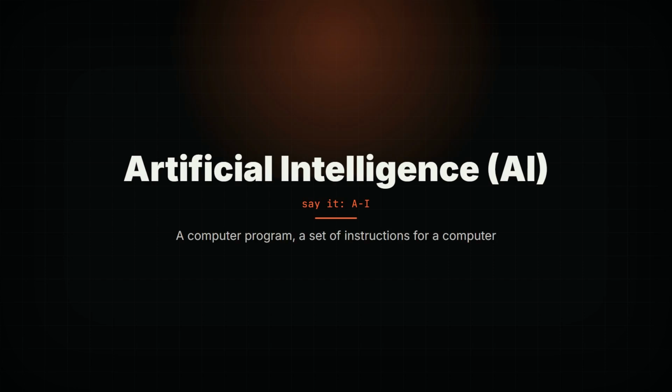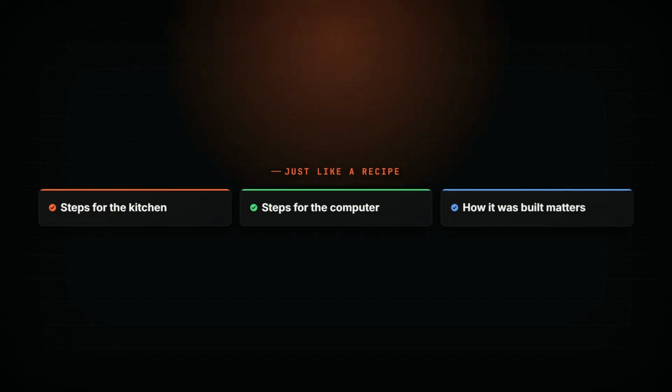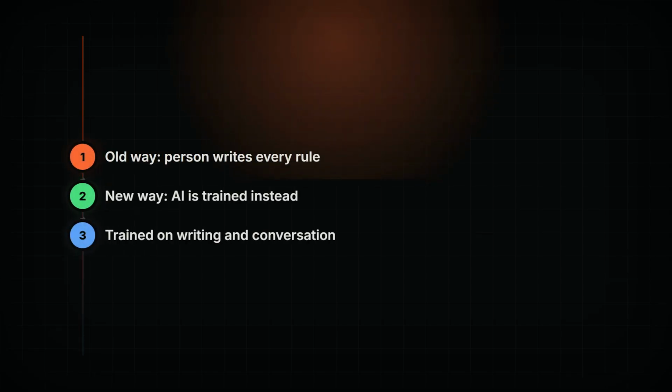Artificial intelligence, often shortened to AI, is a computer program. A program is simply a set of instructions that tells a computer what to do, the same way a recipe tells you what to do in the kitchen. What makes an AI program different from an ordinary one is how it was built. Instead of a person writing out every single instruction by hand, an AI program is trained.